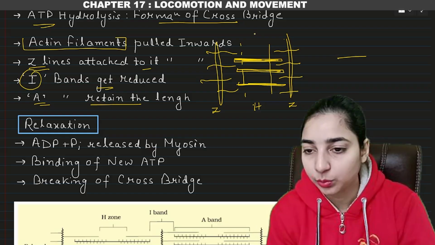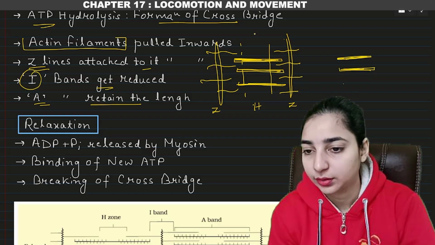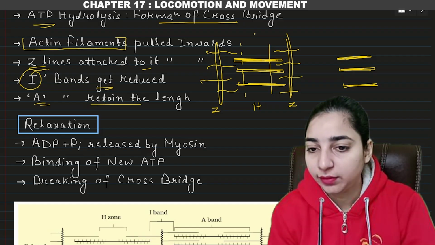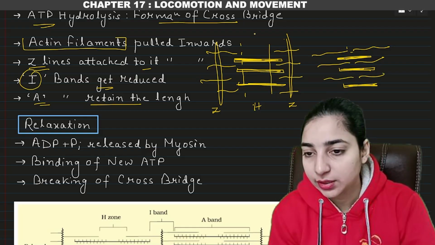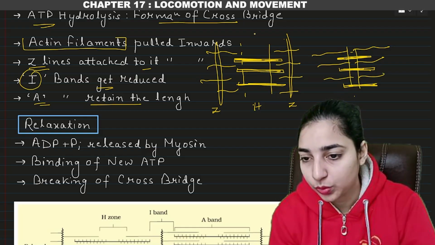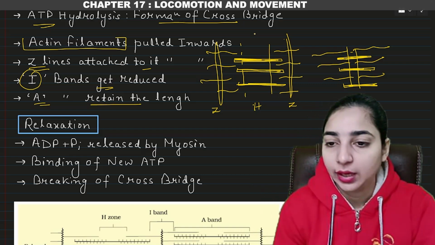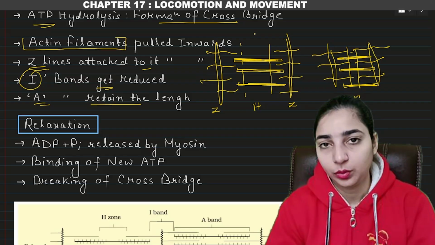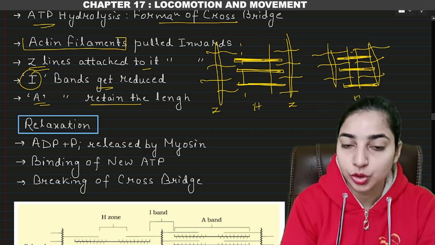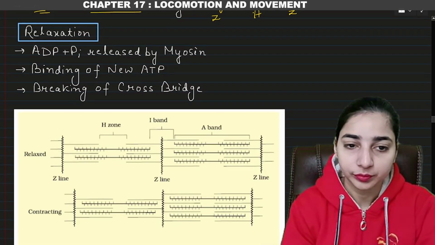So what will happen? Suppose this is the myosin or the thick filaments. Now they will completely get overlapped by the actin filaments. That means the H zone will be reduced. H zone, which was wider, now will get narrower. Okay. And the Z lines have also come inwards. Okay. I hope you have understood this. I will also show you a video after which things will be very clear to you.